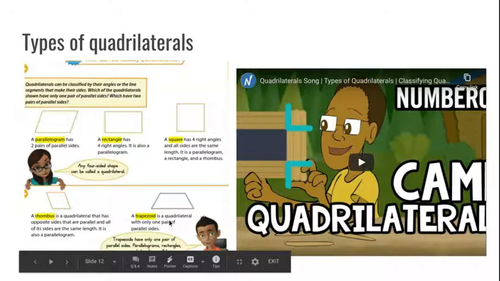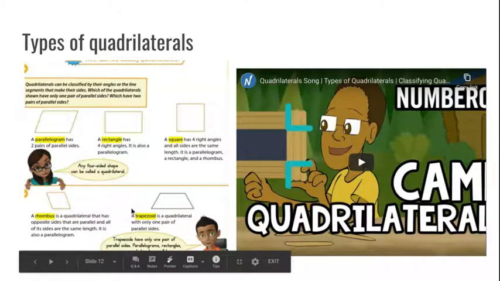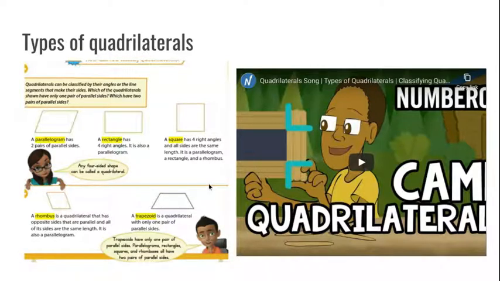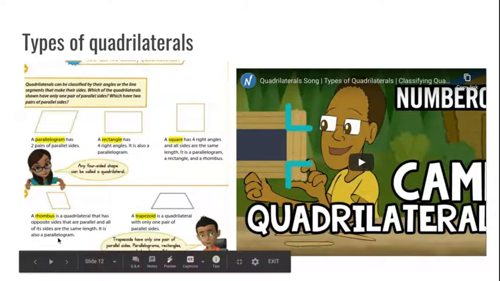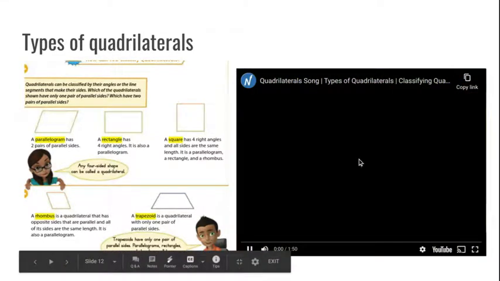A trapezoid is a quadrilateral with only one pair of parallel sides. It's only one pair because it's this top line and this bottom line that are parallel. If you think about these other lines, they are going to touch at some point. So they only have one pair of parallel sides. So types of quadrilaterals, we have a parallelogram, a rectangle, a square, a rhombus, and a trapezoid. Those are the 5 different types of quadrilaterals. Let's take a look at this video here.